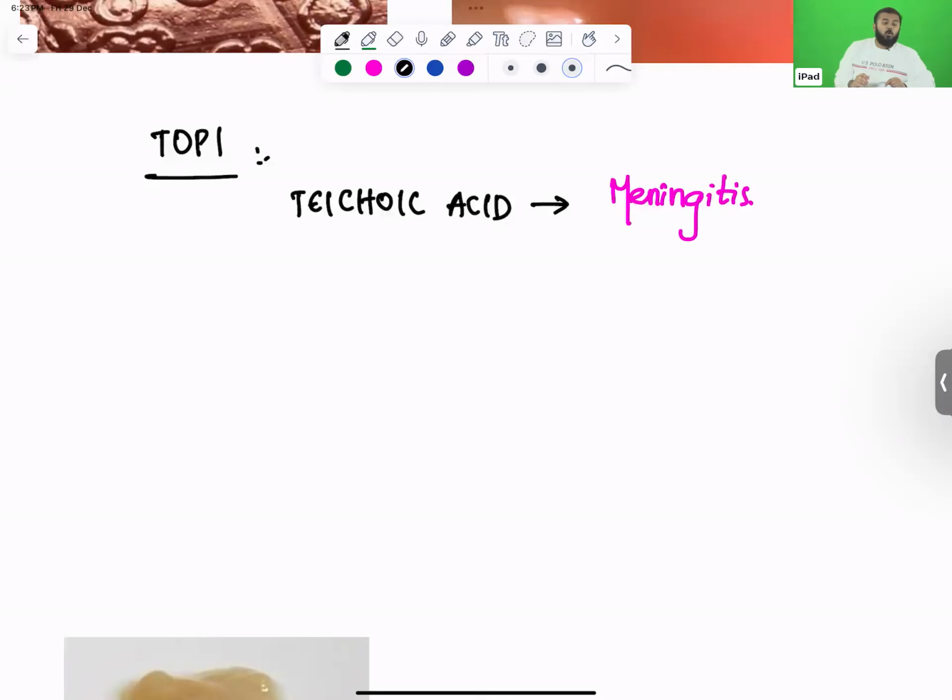Next important thing: O stands for otitis media. What is otitis media? Infection of the middle ear is called otitis media.